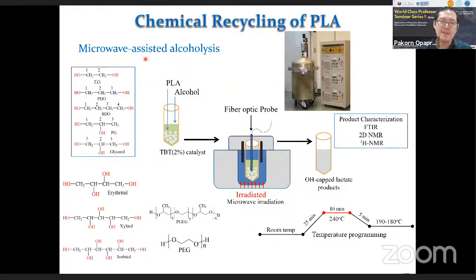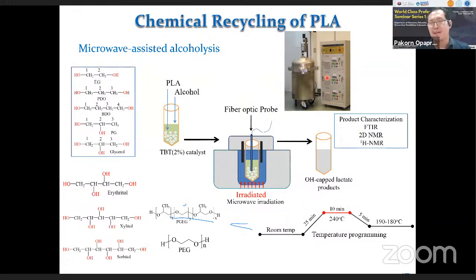So we conduct research by varying different types of alcohol, especially alcohol that contains more than one OH group, we call polyols. Starting from 2, 3, 4, 5, 6, with small size alcohol or bigger size alcohol like, for example, PEG, polyethylene glycol. And at the same time, we also develop a prototype reactor for bigger scale production. This is intended for community scale chemical recycling.